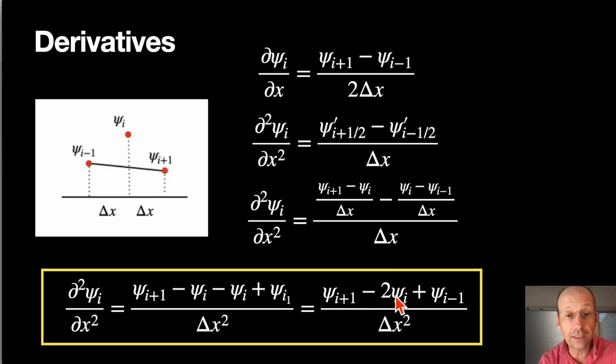So if I want to find the second derivative at psi i, I need the one before it, the next one, i plus 1, and the one before it, i minus 1. And I need that space interval. Okay, let's go back to the Schrödinger equation.